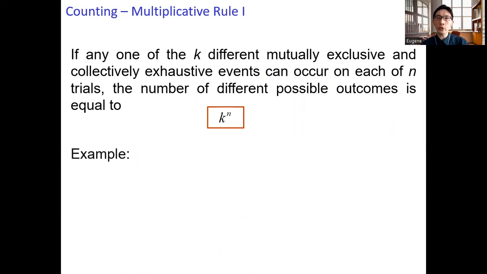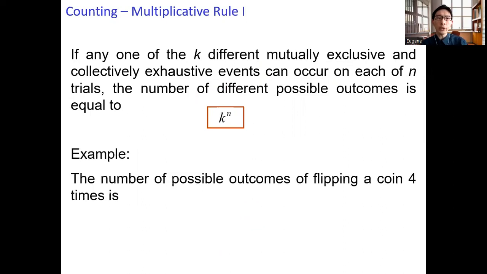Let's take a look at an illustration. The number of possible outcomes of flipping a coin 4 times is equal to 2 to the power 4, which is equal to 16. When we flip a coin, we can get 2 outcomes. Either we get a head or a tail. So k is equal to 2. And then we flip a coin 4 times. So we are performing 4 trials of an experiment. So n is equal to 4. So the number of possible outcomes of flipping a coin 4 times is equal to 16.